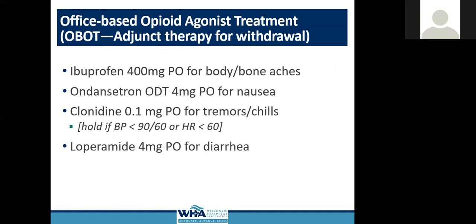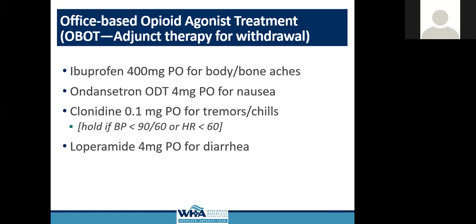So ibuprofen is actually over the counter. So 400 milligrams by mouth for body and bone aches. That's any patient should be able to have access to that. The same with loperamide at the end there. If the patient develops diarrhea, they can get over-the-counter loperamide 4 milligrams and take it PO as needed.